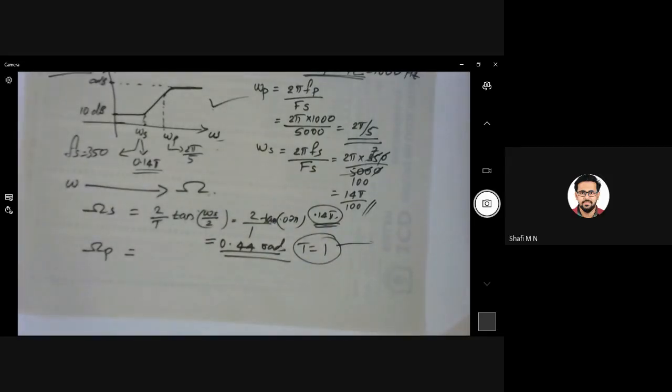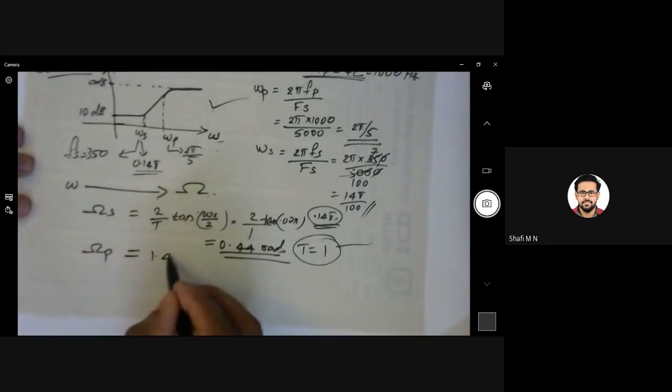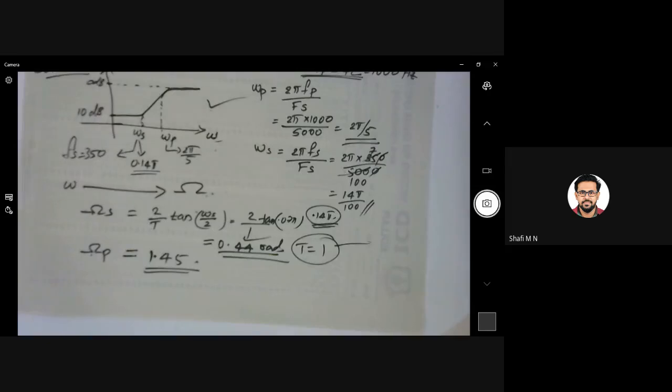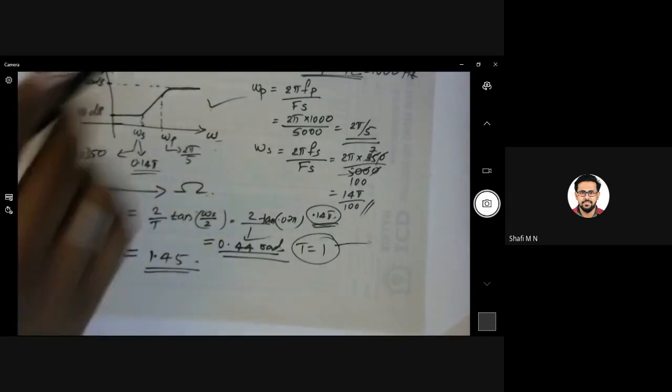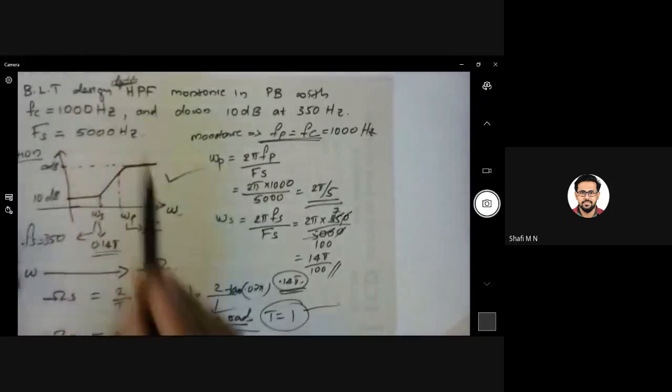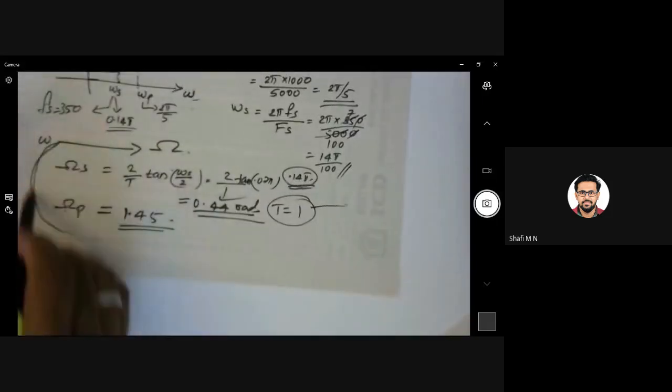Now tell me what is omega p? 1.45. Okay, so this is 1.45 and this is 0.44. So you have omega p and omega s. Now let's start designing this particular analog filter. Here comes an important observation. The question was to design a digital high pass filter. Right, now let us design an analog high pass filter for this specification.